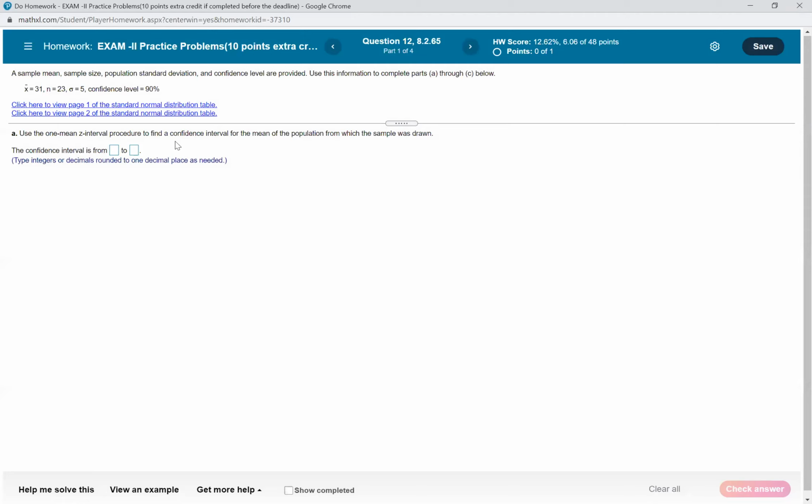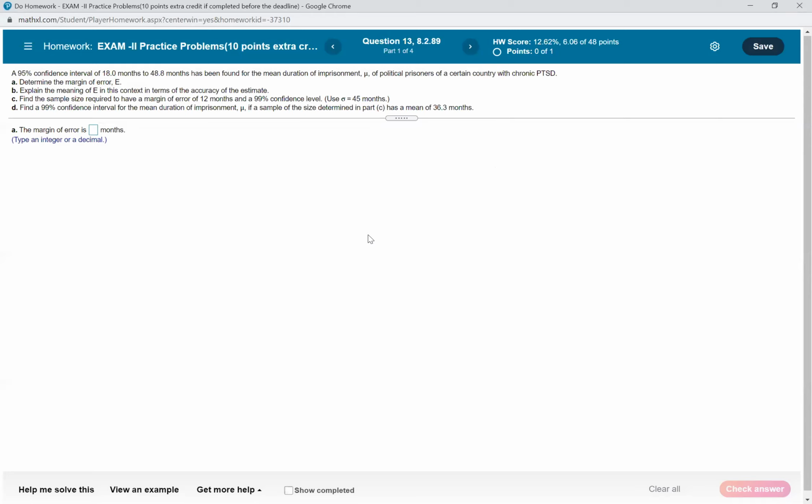Okay, so this is a similar type of question, only the difference is the data are different and the level of confidence is 90%. So you have to find the z alpha over 2 for 90%. I'm not going to solve this one. Move to the next question.